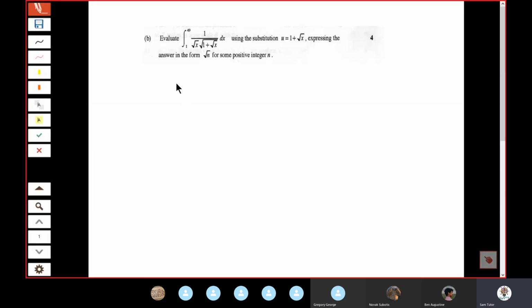Okay, let's do this one. So it says evaluate this. Evaluate, remember, means find the value. So we must get a number. Using the substitution u equals 1 plus square root of x. Okay. Now we're going to differentiate this, du. So what's the derivative of square root of x? How are we going to do that? What must you do with the square root first? Make it x to the power of a half.